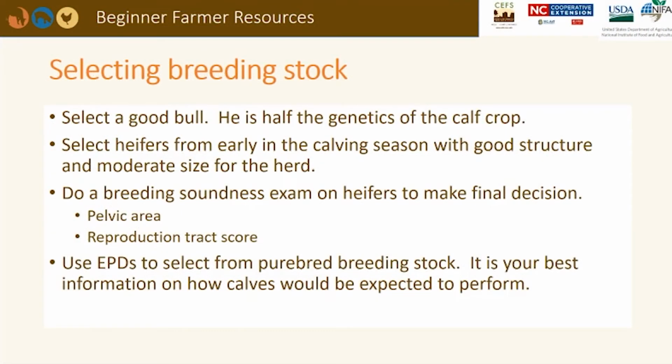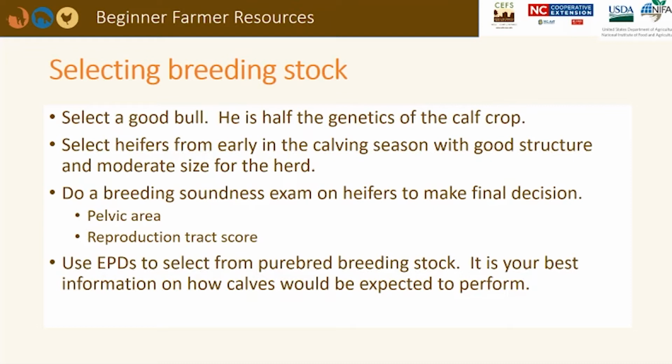We talked about that in the repro module, but do a breeding soundness exam on those heifers to make a final decision on your selection, so that you're putting some selection pressure on pelvic area and how easy the calves are born, and then also that reprotract score, so that they are early maturing. Those are two things you can select for there.